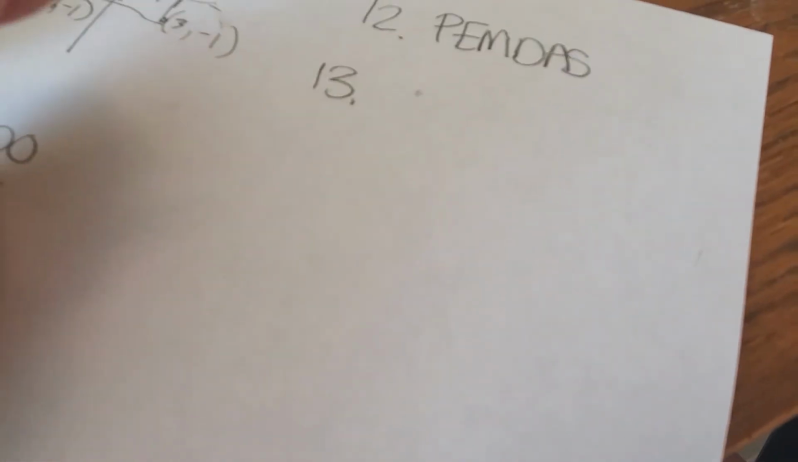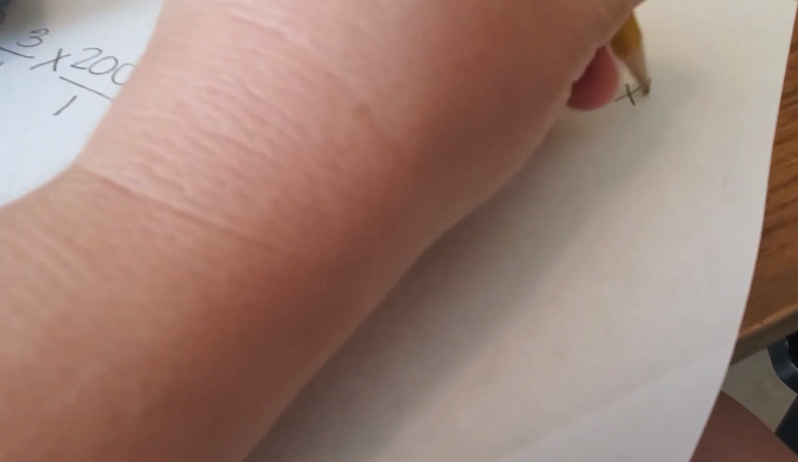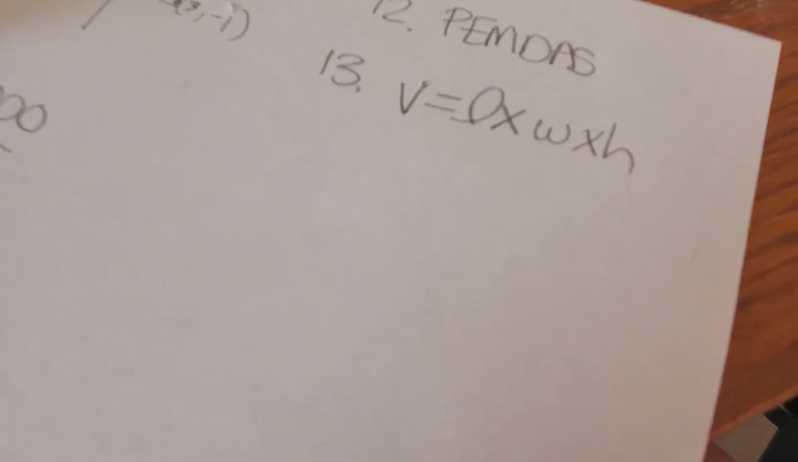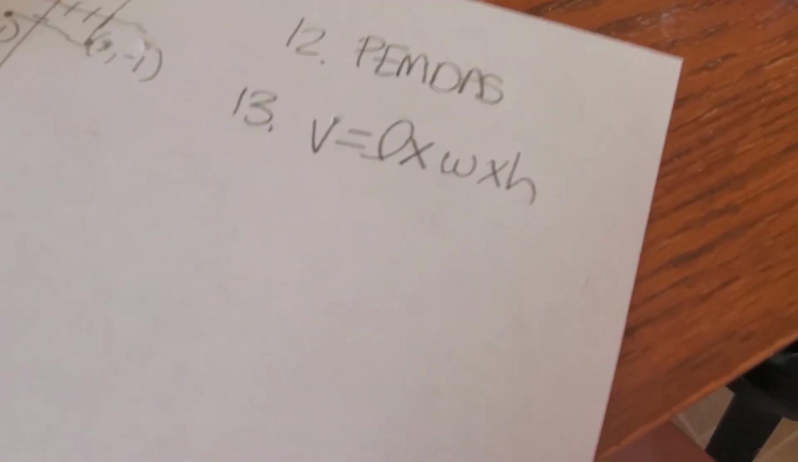Number 13, volume. Remember, volume is length times width times height. It tells you that you get 3 numbers. Think about what you're doing. Do you see anything other than multiplication in this problem? No.